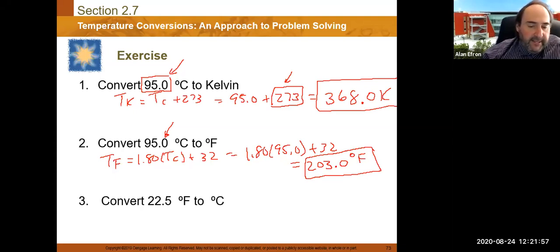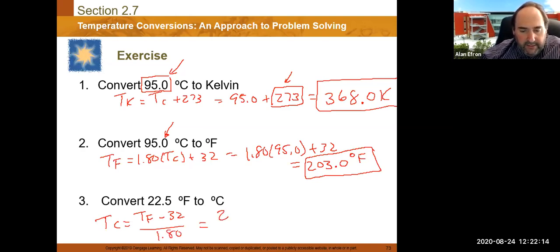When we're doing that temperature conversion, and lastly, here we want to go from Fahrenheit to Celsius, and temperature in Celsius would be temperature in Fahrenheit minus 32 divided by 1.8, giving us 22.5 minus 32 divided by 1.8.